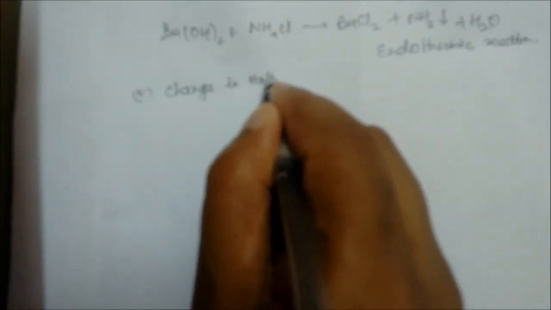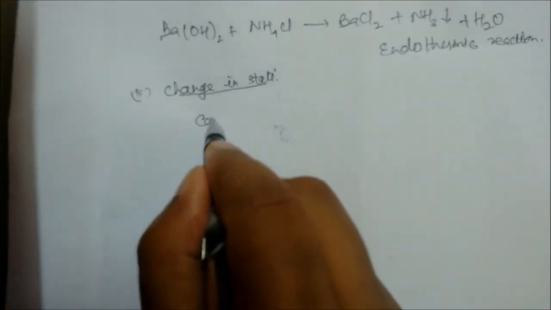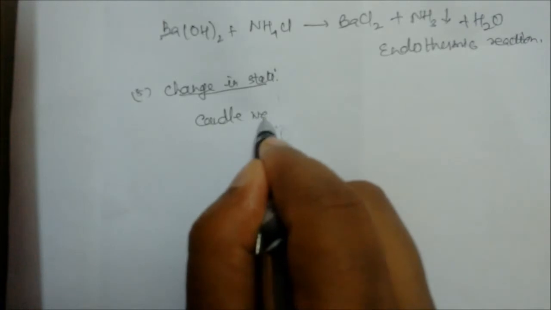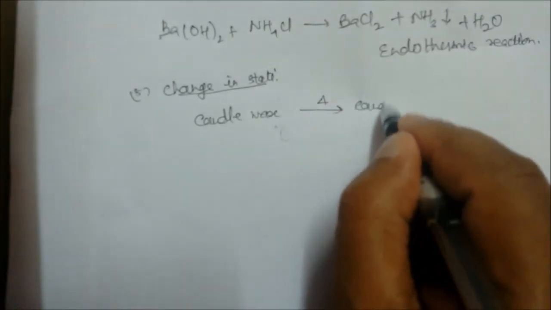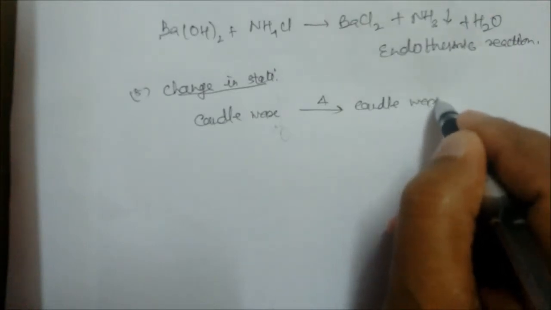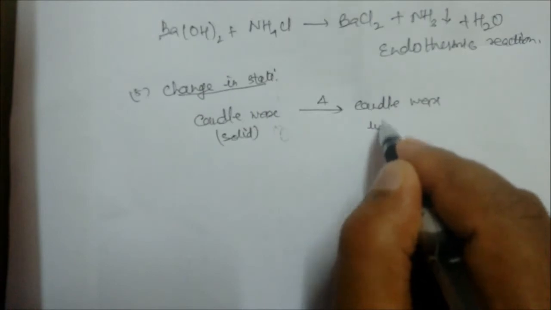Okay, now one more thing is change in state. In a reaction, a change of state can also take place. State means the state of the substance can be converted into another form. So you can see examples. Candle wax, if you heat it, this candle is in solid state, so it will convert into liquid state plus CO2.